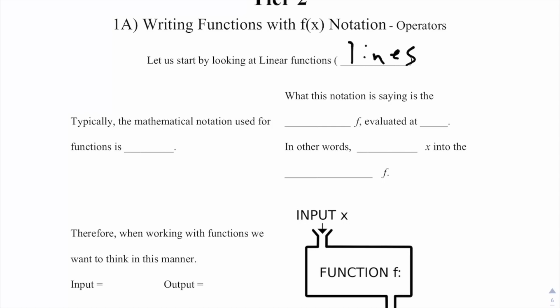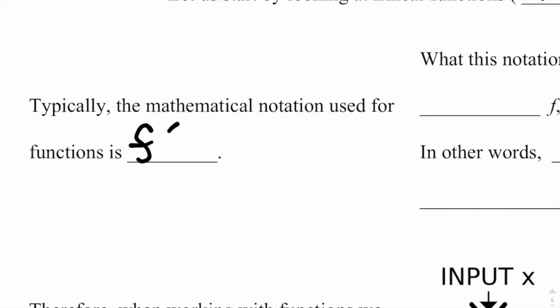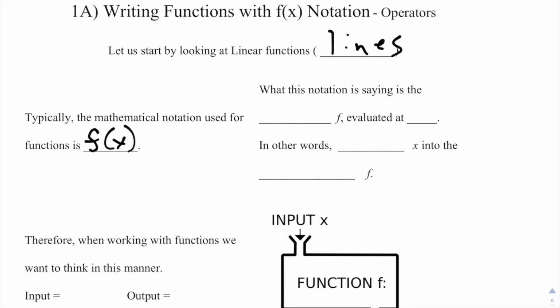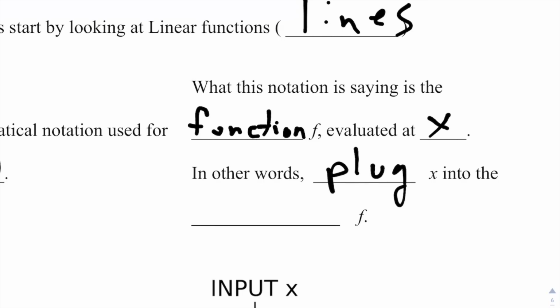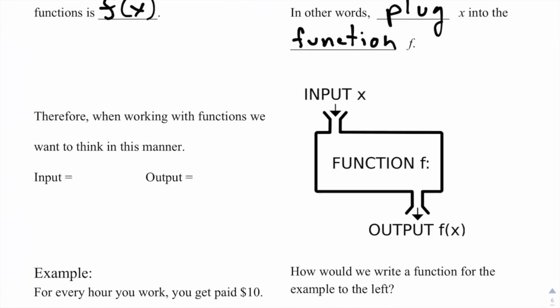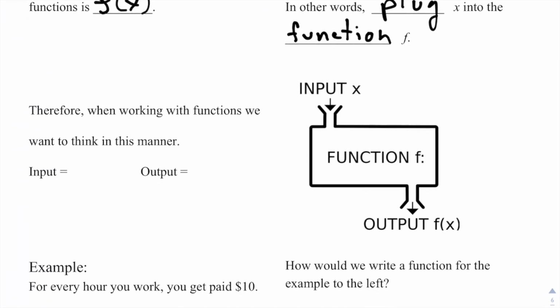Okay, typically the mathematical notation used for a function is f of x. What this notation is saying is that the function f is being evaluated at x. In other words, plug x into the function f. Therefore, when we're working with functions, we want to think of it in this manner. We have an input, which is x, that gives us an output, which is f of x.